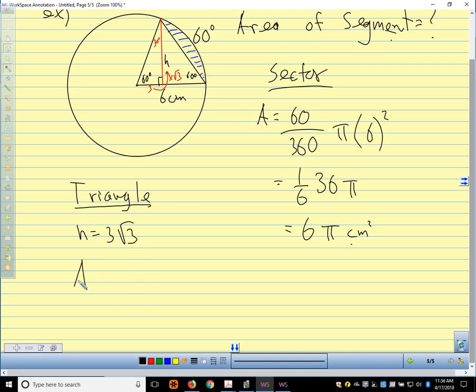The area is the base, 6, times the height, 3 square root 3, and we're dividing it by 2. 6 times 3 is 18, divided by 2. So we get 9 square root 3 square centimeters.